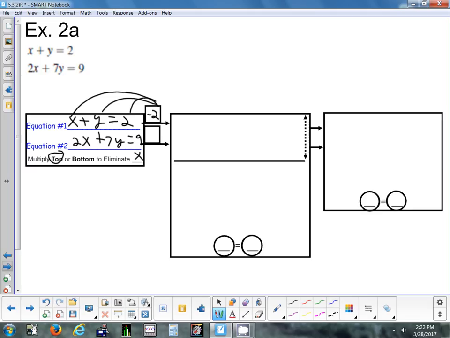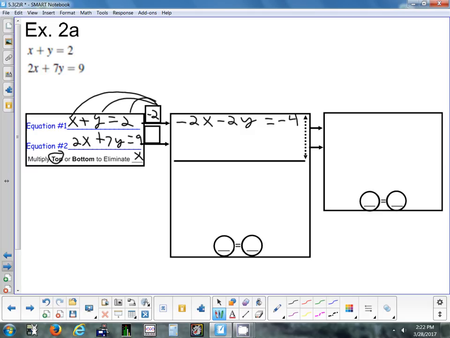Shannon, can you tell me what the top equation will become? The top equation. Oh, okay. You're gonna multiply it by negative 2, so it's gonna be like negative 2x plus negative 2y. Okay, I'm going to write minus 2y. You can write plus negative, but it's easier to just write minus. Equals negative 4.